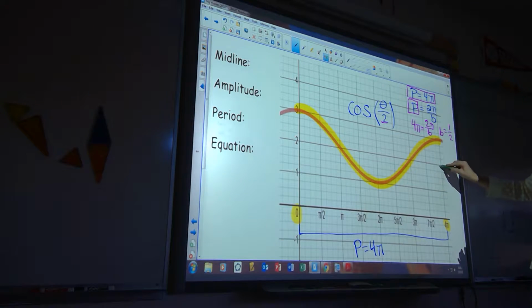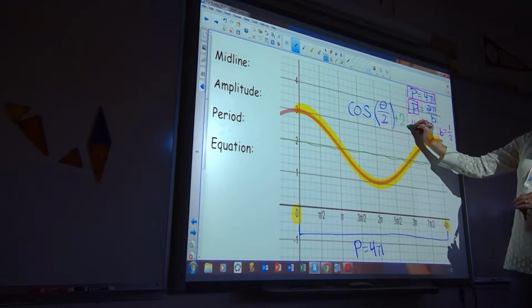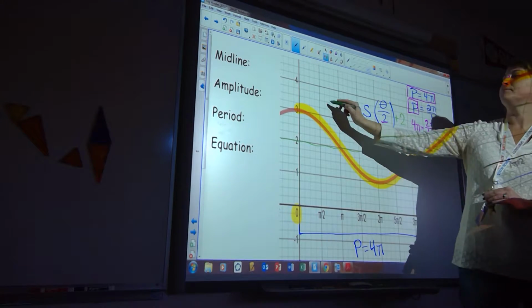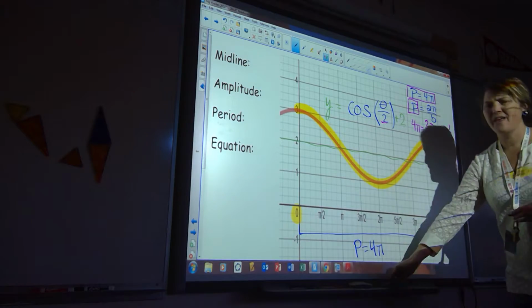Let's finish this one. This one went up 2, and its amplitude is still a 1. So there we go. Any questions on that whole B stuff?